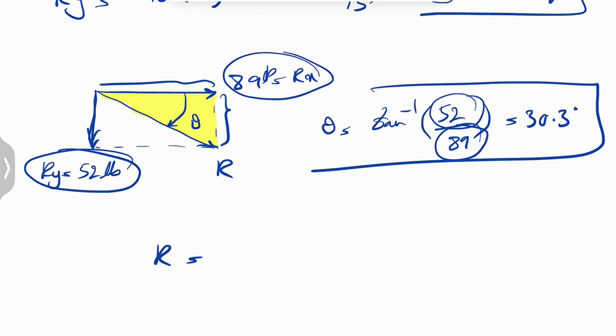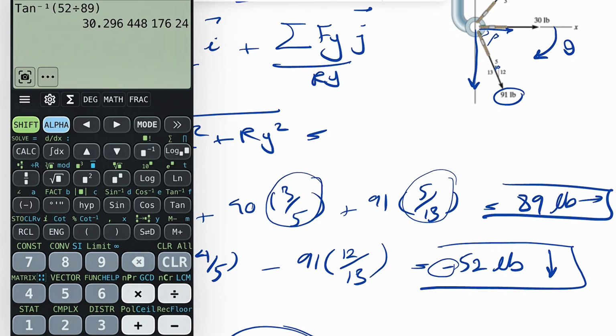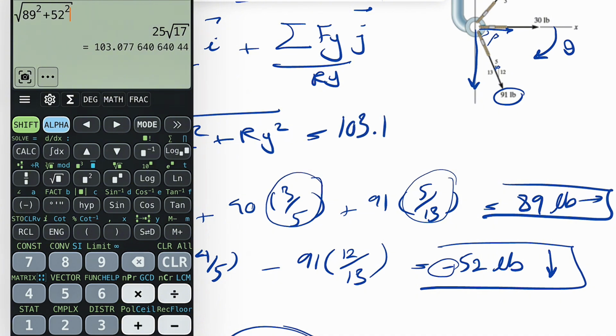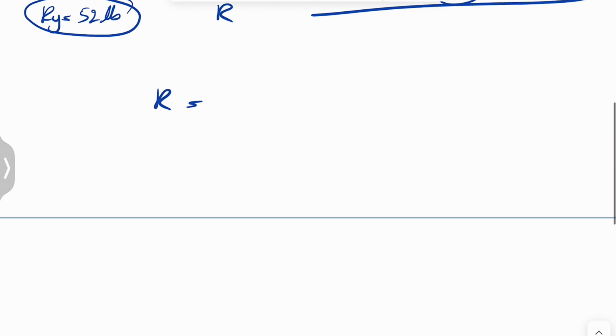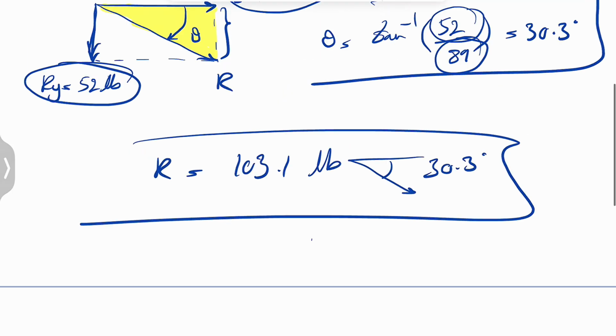You can just report the final answer here, which was the magnitude of R, which we haven't found yet. 89 squared plus 52 squared. That's going to be 103.1 pounds. And we can just report the final answer like this: 103.1 pounds, and the angle we figured is 30.3 degrees. That's going to be the final answer.